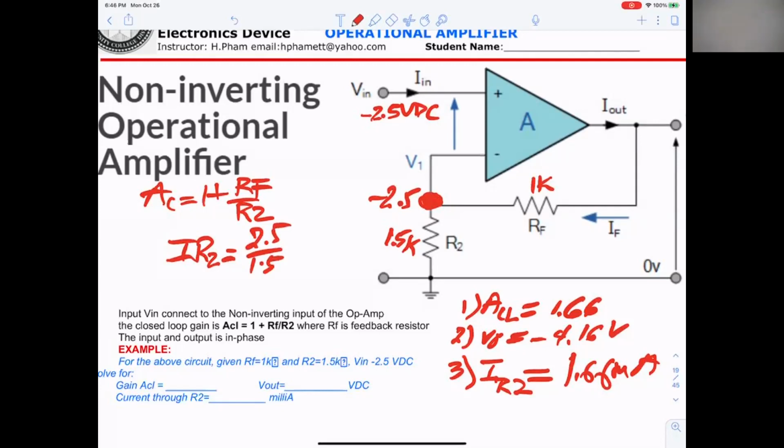1.6 million. 1.066. I don't have a zero. You take the 2.5 divided by 1.5 on your calculator. I did 2.5 divided by 1500 just so I could get it in milliamps. 1.66 is what I got. Yes, that's what I get. I agree with you, sir.